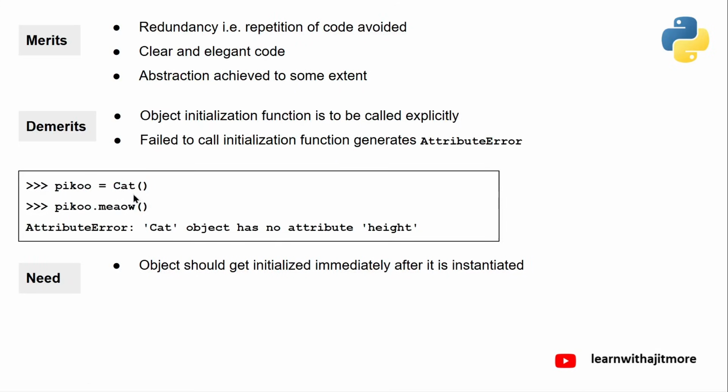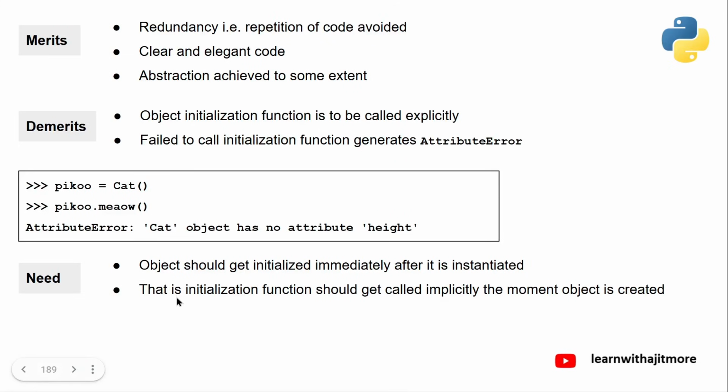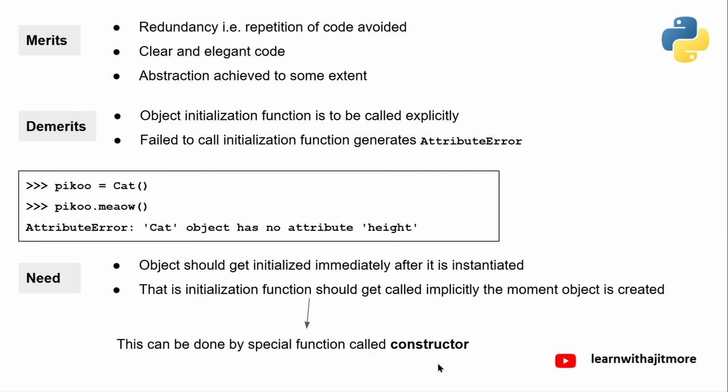The copy of the cat class is made. So the moment the copy is created, it should get the initial value also. Means the moment the object is created, set data should be called. You don't have to call it explicitly using the dot operator. Get it? That is, the initialization function should get called. Who is the initialization function? Set data. That should get called implicitly the moment the object is created. No need to call it explicitly by dot operator.